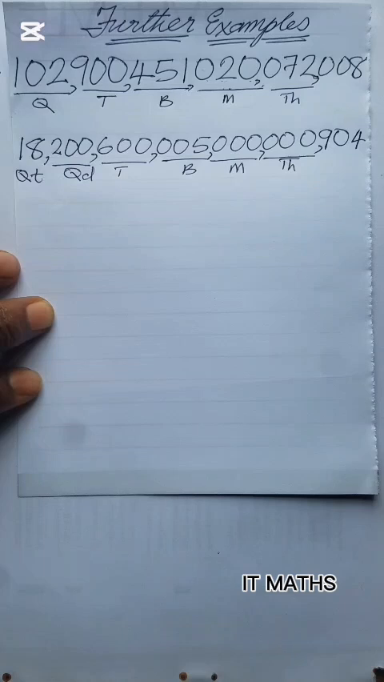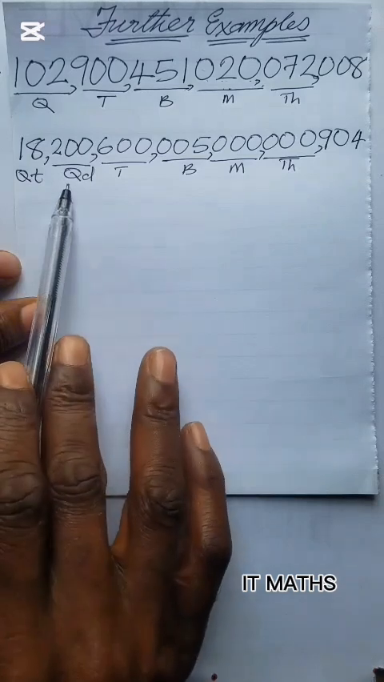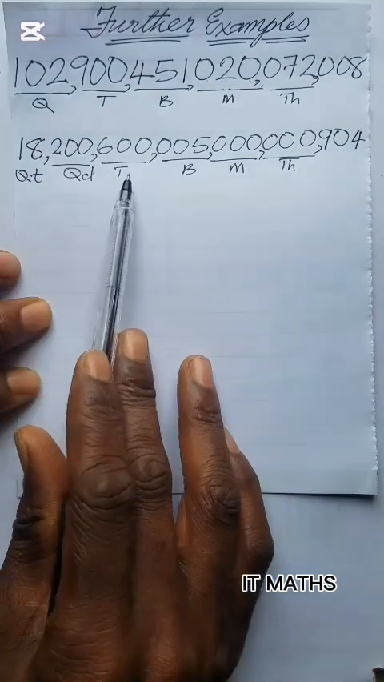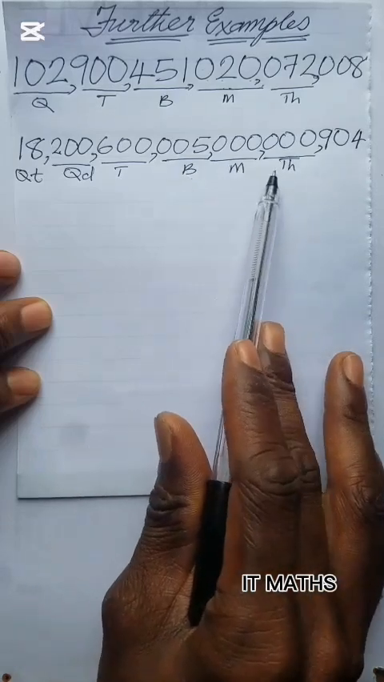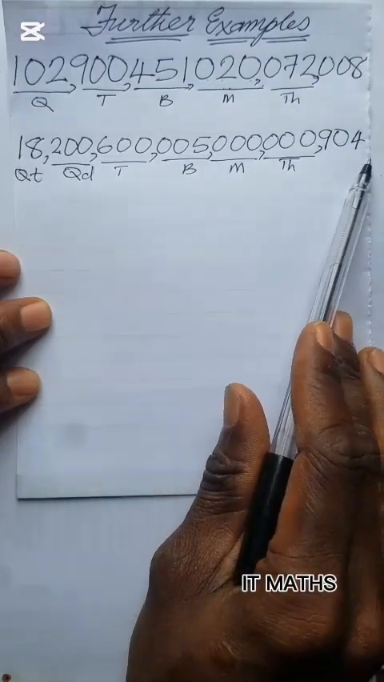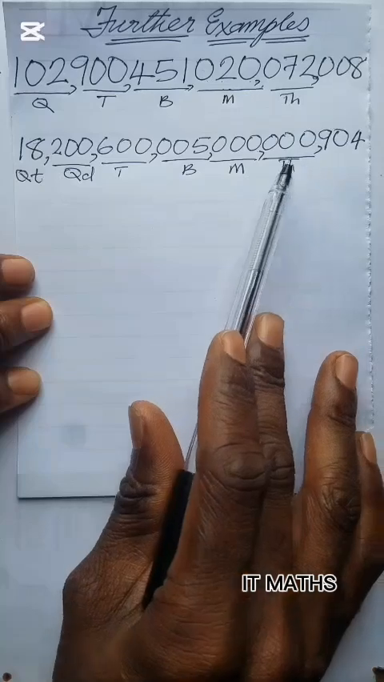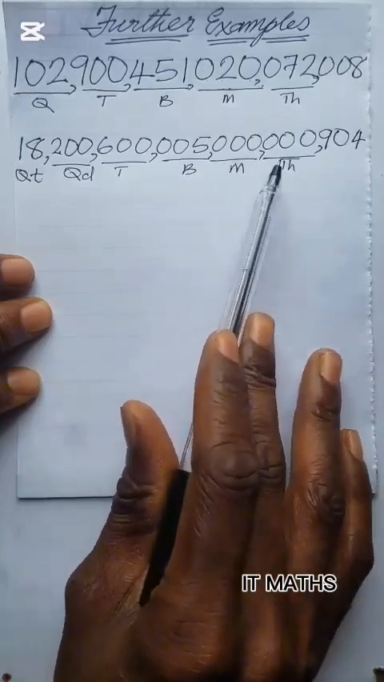I know you can read this number now. So pause the video and try to read it. Assuming you've paused the video and then you've read it and you've unpaused the video now. So let's read it together. 18 quintillion, 200 quadrillion, 600 trillion, 5 billion, 904. These were silent because there were no numbers there.